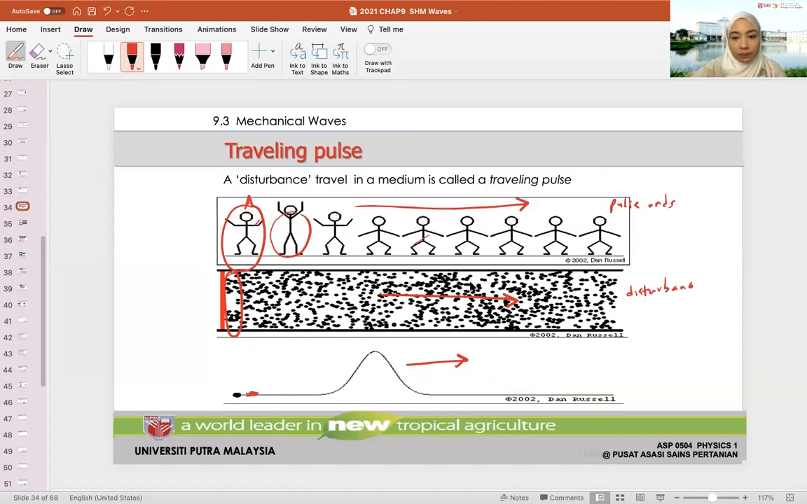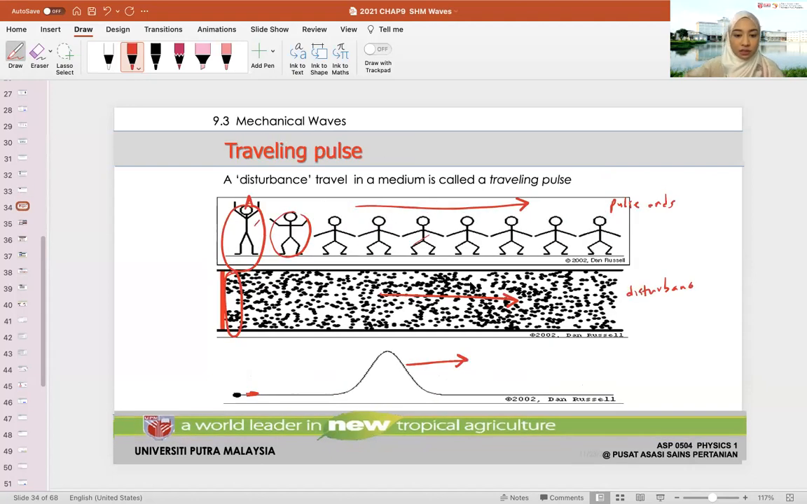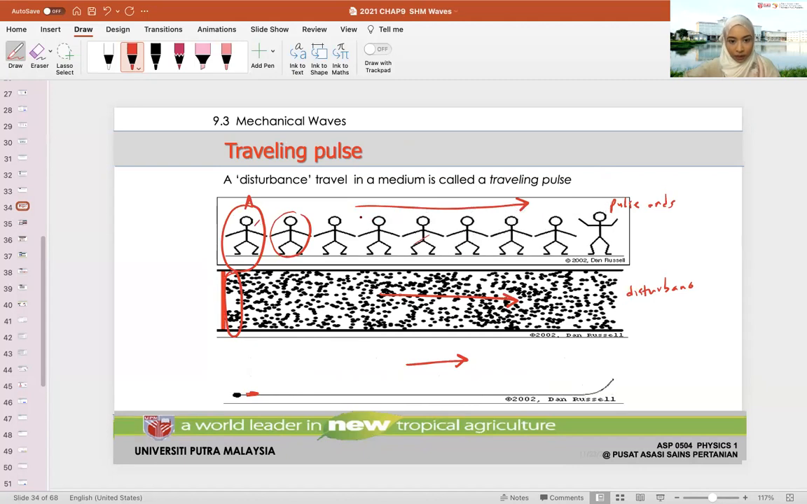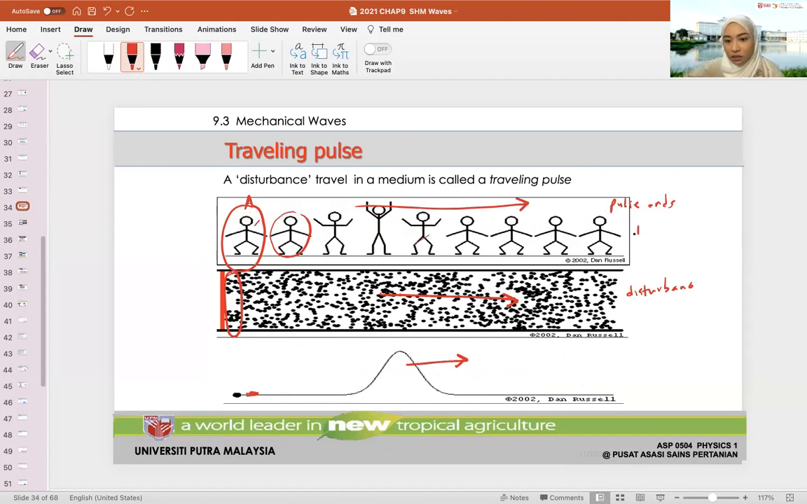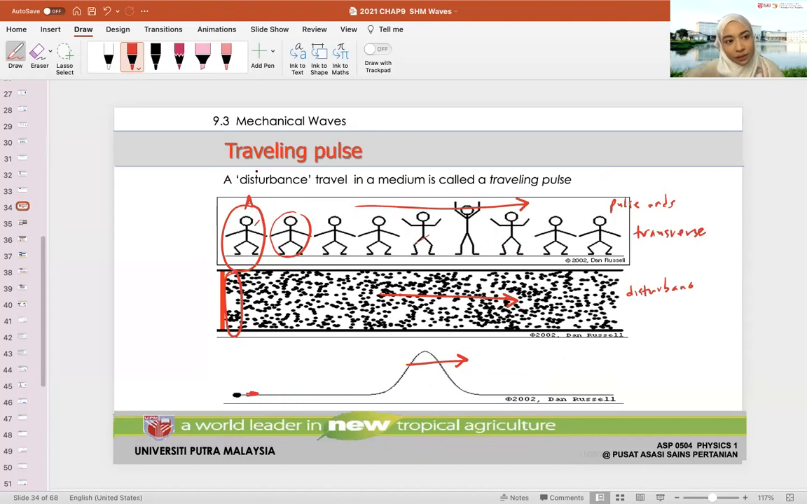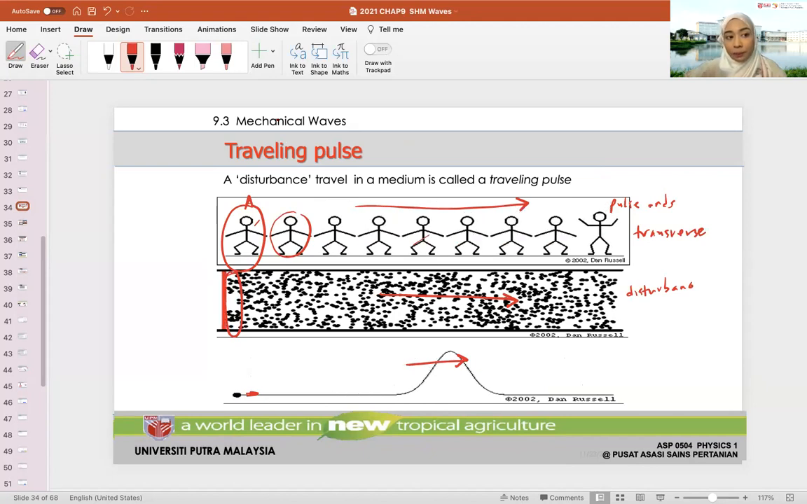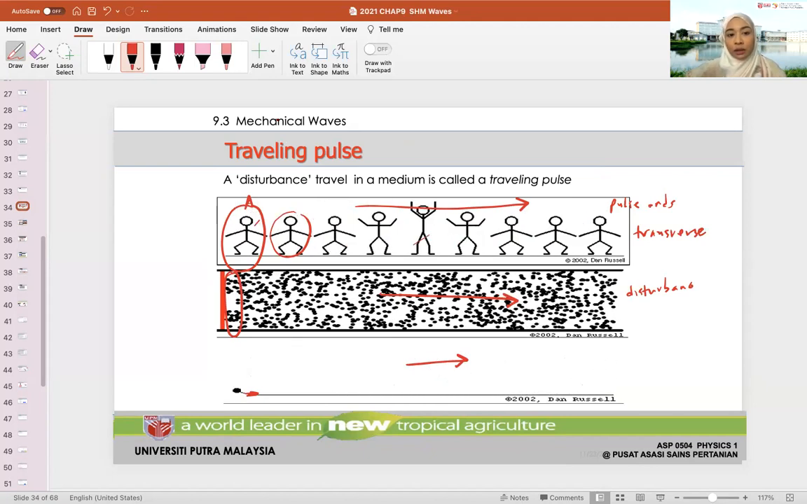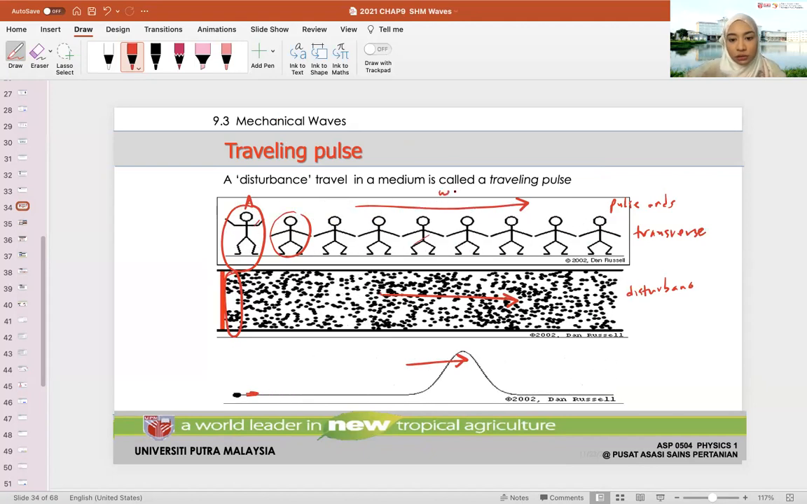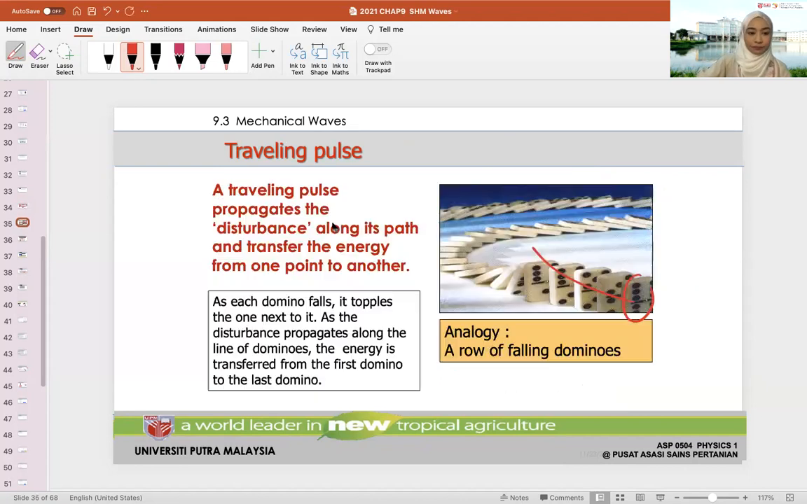Is there any that is, what is it called? Transverse. You can say it is transverse. So it's transverse. The particles, or the people in this case, is the particle. The particle is moving up and down, but the wave is traveling to the right. So they are perpendicular. Okay.